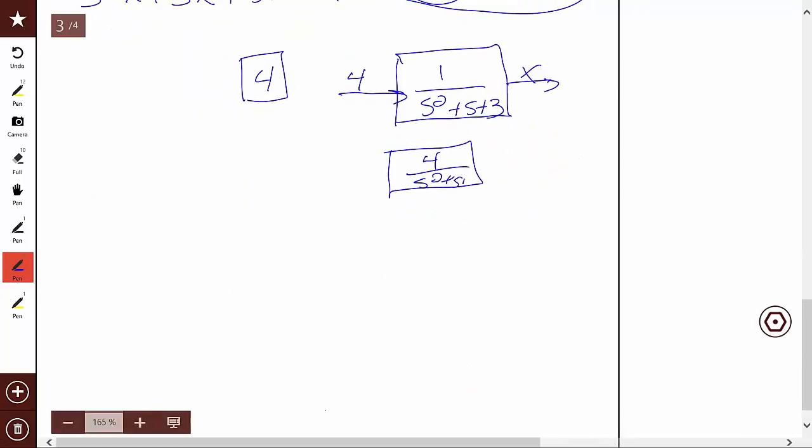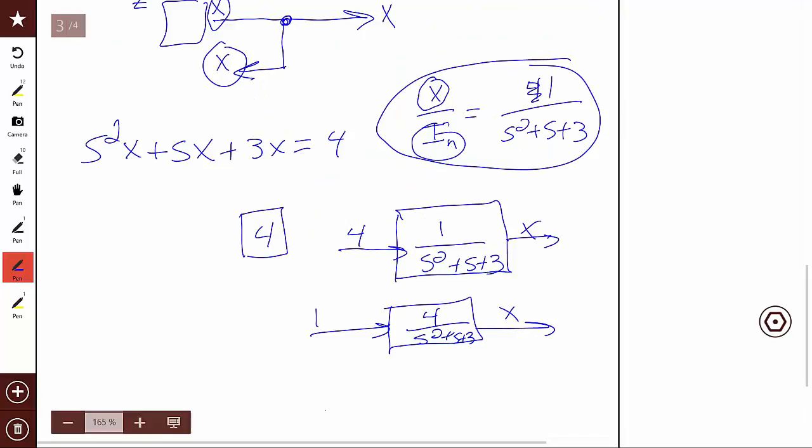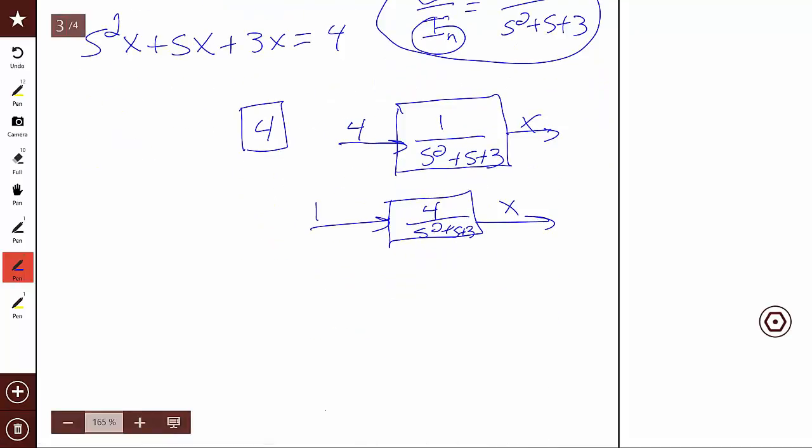Y'all are so demanding. Okay, it depends. For example, you say, well, 4 is the input. No, 1's the input, and I multiply by 4. It's all kind of the same, isn't it? But is the equation the same? Yeah. Okay, so block diagrams are not unique, because I've just showed you two ways to write the same thing. Didn't I? What good are they? I don't use them.